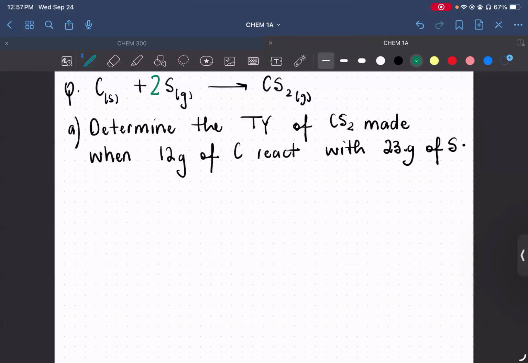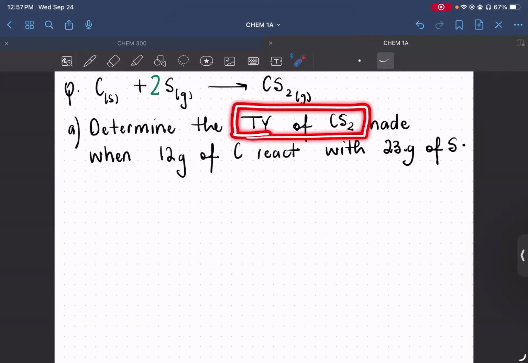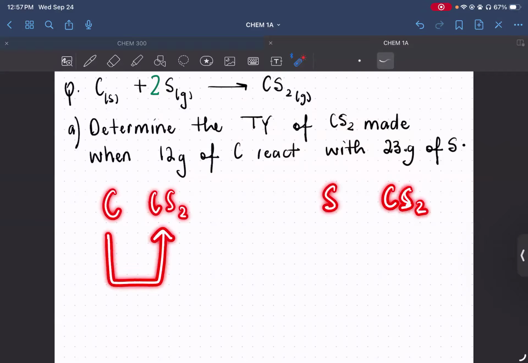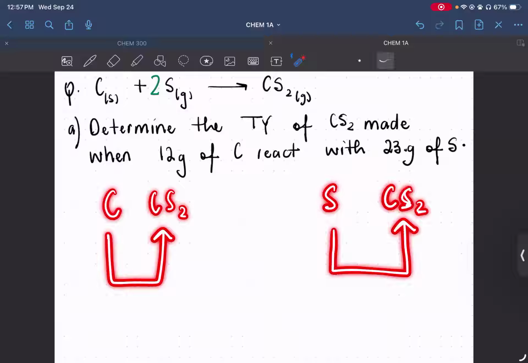So here's the challenge now. I'm asking you to give me and find information about 1 chemical, yet I've given you information about 2 other chemicals. In other words, I could foreseeably have 2 roadmaps that connect between carbon and carbon disulfide and sulfur and carbon disulfide. The question is, how do we know which one to use? The simple answer is we don't. We're going to draw 2 roadmaps.